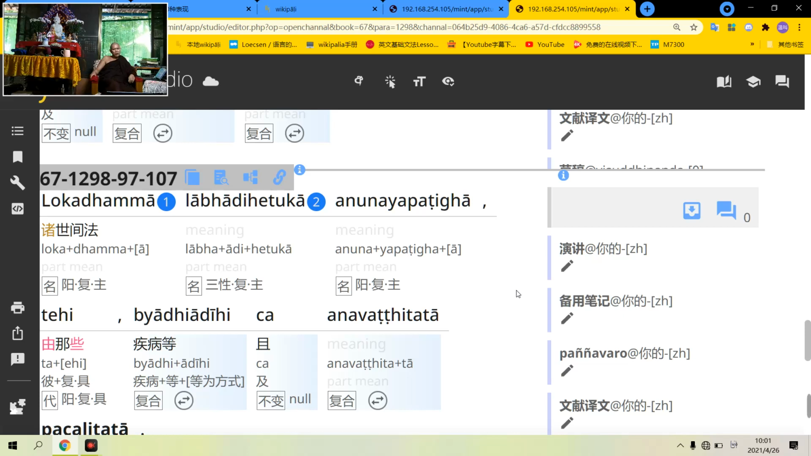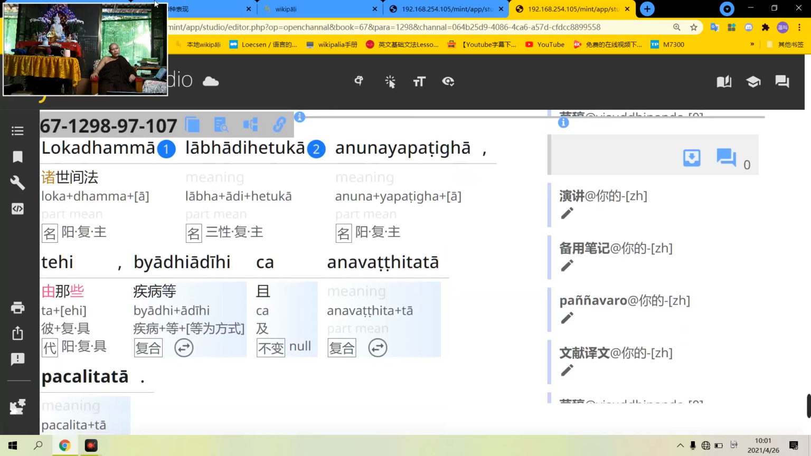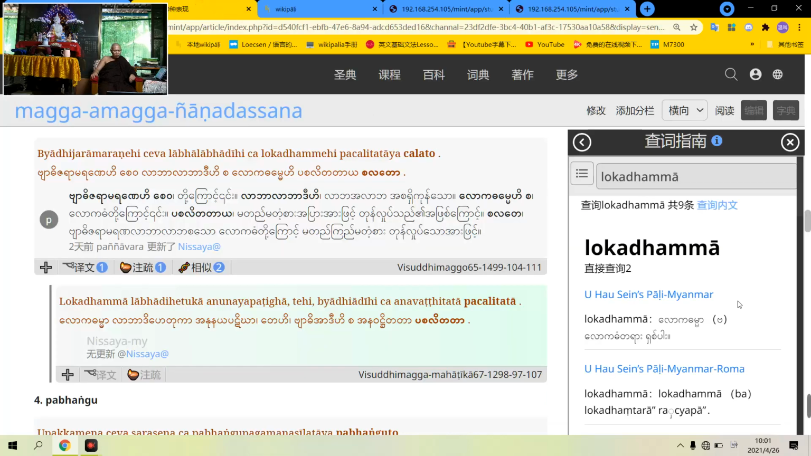So Tehi refer to Loka Dhamma and Anunaya Padiga, this two. So this Tehi here, it means the Loka Dhamma, and also the Anunaya Padiga. Okay, clear, huh? Okay, so now we should remember that again. Jadi jaramanehi hi cewa lava lava di ja loka demehi pacalita taya jalato. Now this is also clear, huh? Easy.